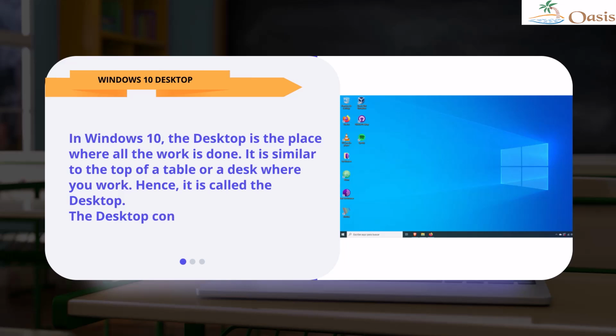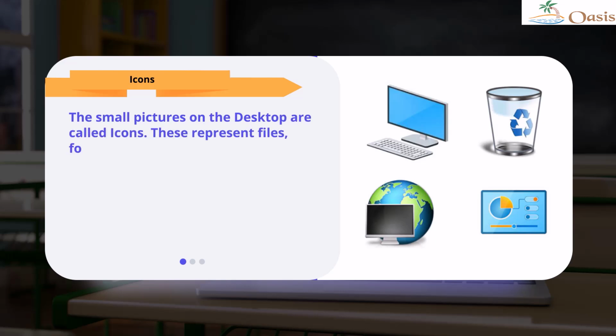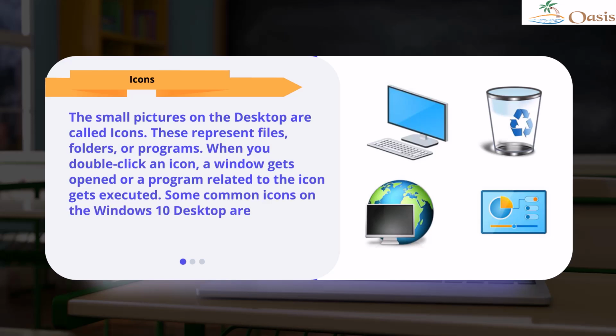The desktop contains two main items: icons and taskbar. Icons. The small pictures on the desktop are called icons. These represent files, folders, or programs. When you double-click an icon, a window gets opened or a program related to the icon gets executed. Some common icons on the Windows 10 desktop are This PC, Network, Recycle Bin, and Control Panel.